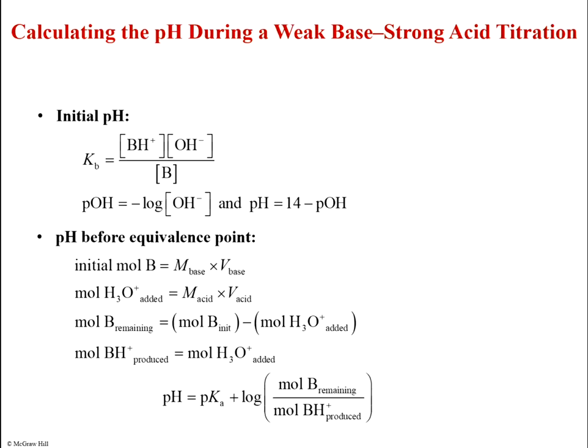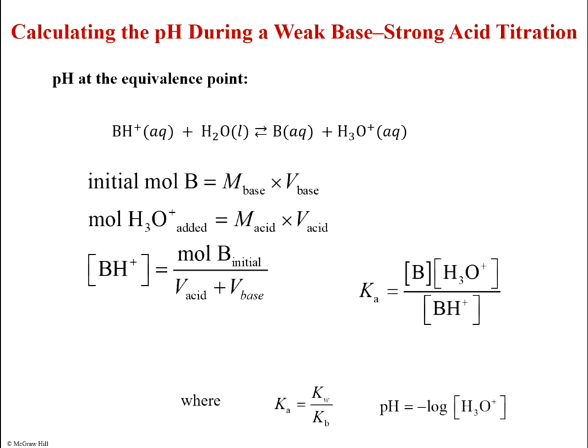The pH before the equivalence point, after we've moved past our initial pH, once we've added some acid, we'll have a buffer. So we have some initial moles of base. We've added strong acid to this. The moles of weak base that remain will be given by our moles of initial base, subtract off the moles of strong acid added. And then the moles of weak acid will be equal to the moles of strong acid we've added. We can use the Henderson-Hasselbalch equation again. The pH is equal to pKa plus the log of the remaining weak base divided by the weak acid that we have produced.